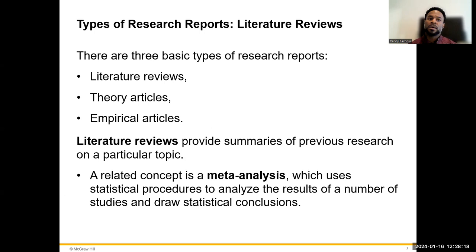So when you think about past theories, you can't help but think about past research. Okay. So when you think about research reports, you have what we call a literature review. Okay. There are three basic types of these reports. You have literature reviews, you have theory articles, and then you have empirical articles. For our independent research project, you're going to be looking at empirical articles. When you think about empirical articles, they use observations and they collect data in order to answer a question, right? So we're not looking at any reviews, right? I don't want to see an article that is just doing a literature review.